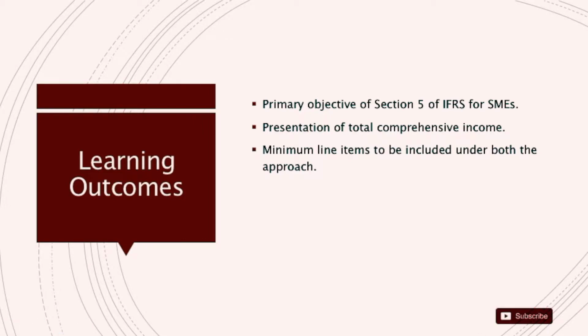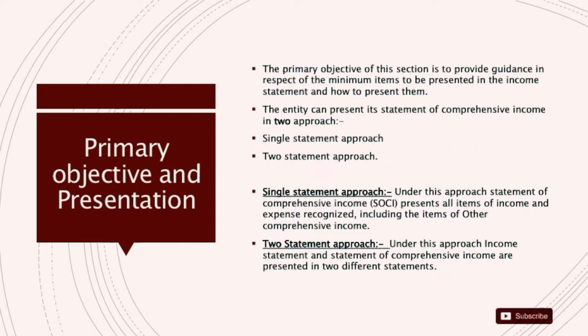So let's move on to the first topic, primary objective. The primary objective of this section is to provide guidance in respect of the minimum items to be presented. As I've discussed earlier, there is no specific format. The minimum items to be presented and how to present them. So in order to present them, Section 5 provides two different approaches, a single statement approach or a two-statement approach.